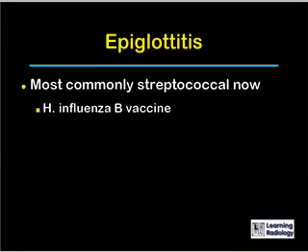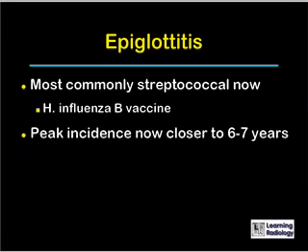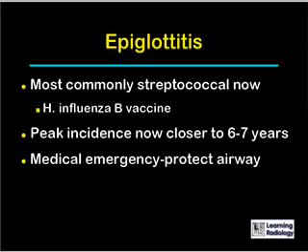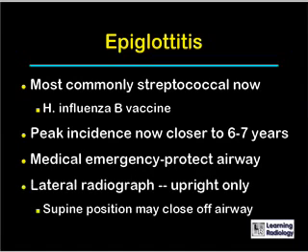Epiglottitis is now most commonly caused by streptococcus because of the advent of the Haemophilus influenza B vaccine, and the peak incidence has moved from earlier in childhood to now closer to 6 to 7 years of age. It is a medical emergency. The airway needs to be protected. Usually, the diagnosis can be made using conventional radiography, a soft tissue lateral neck, in the upright position only because a supine position may close off the airway.